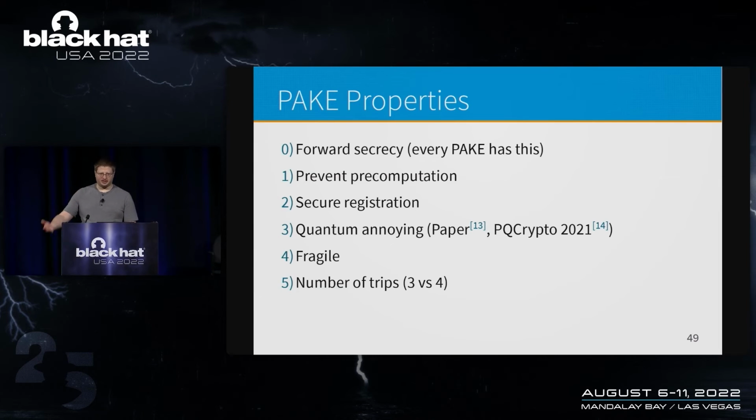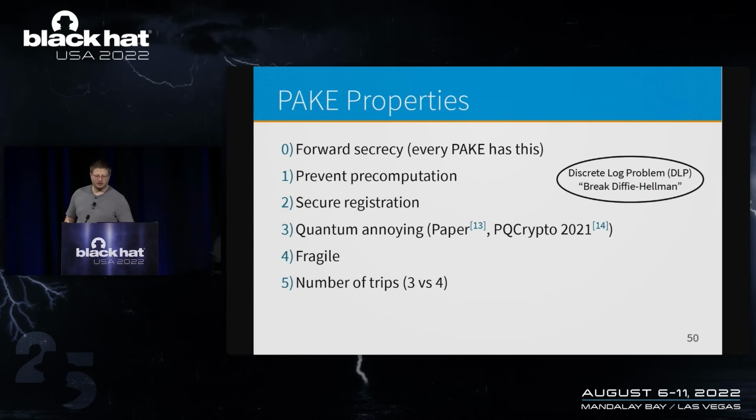Quantum annoying: this is a term that I came up with. There was a paper that tried to formally define it, and they did a talk at PQCrypto. So quantum annoying means you have to solve a DLP for every password guess. When you see a successful PAKE exchange, you capture all the packets. If you had a quantum computer, you'd have to solve one DLP for every password guess, basically.